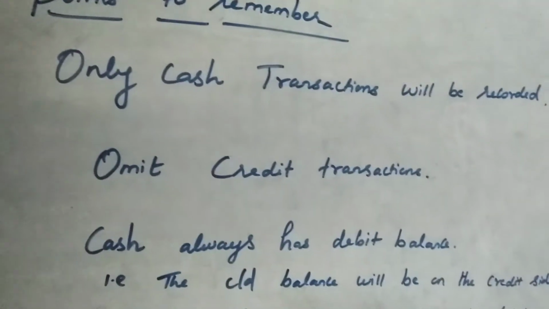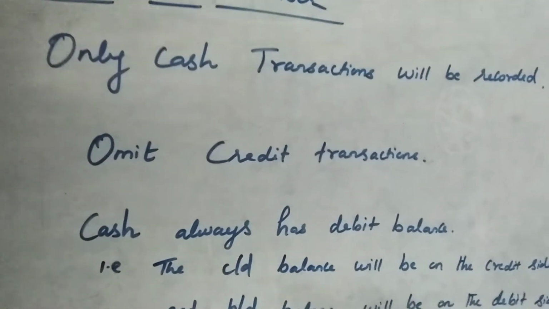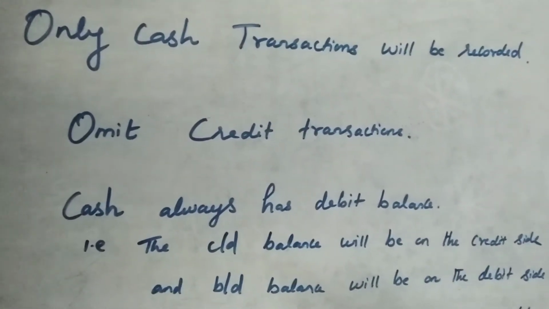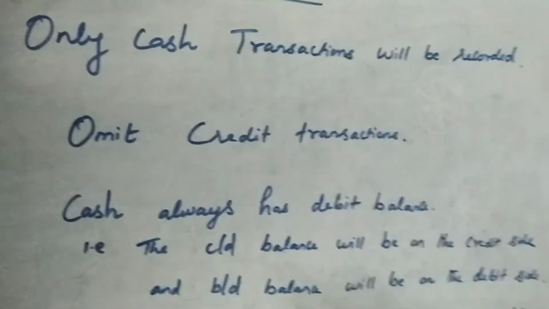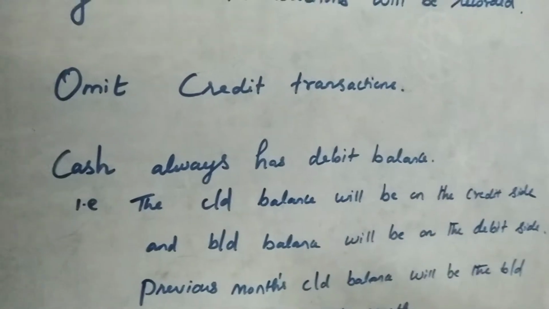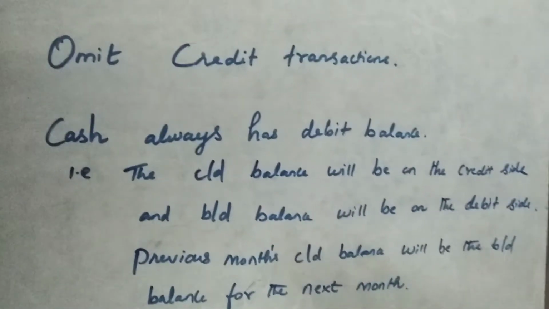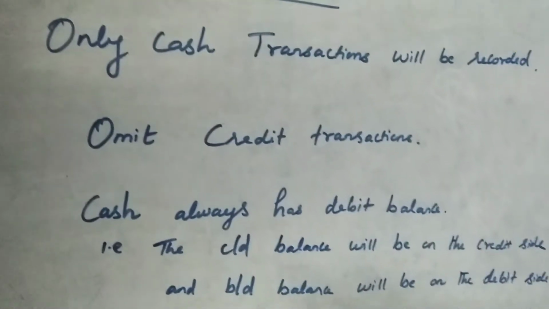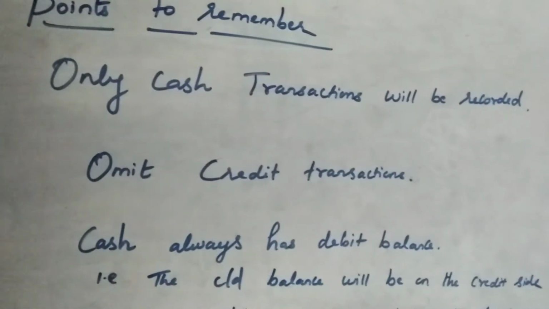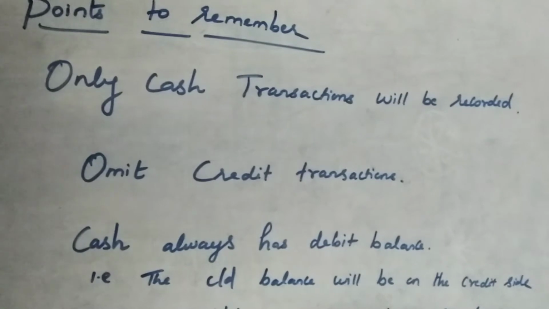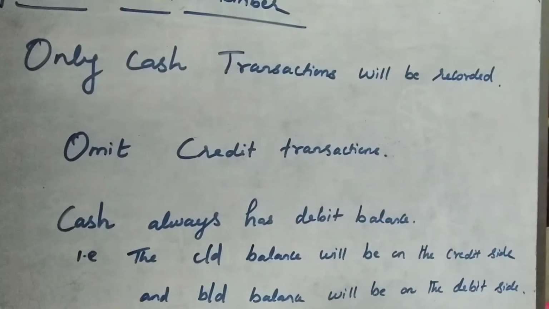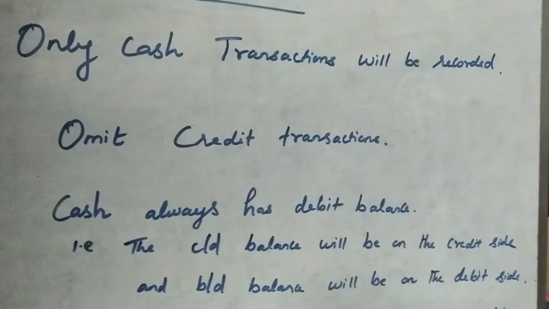And cash always has a debit balance, which means the carried on balance will be on the credit side and the brought on balance will be on the debit side. Previous month's carried on balance will be the brought on balance for the next month. So these are the points to be remembered. Only cash transactions will be recorded in the cash book, and you have to omit credit transactions.